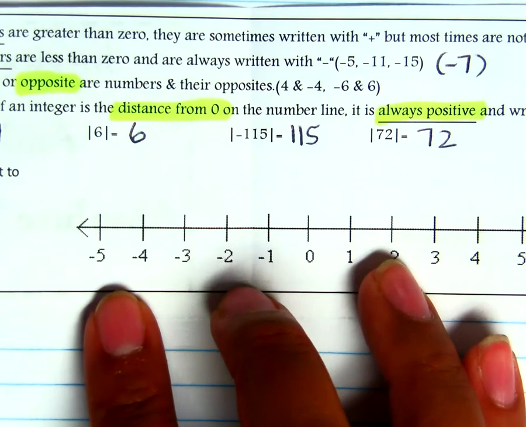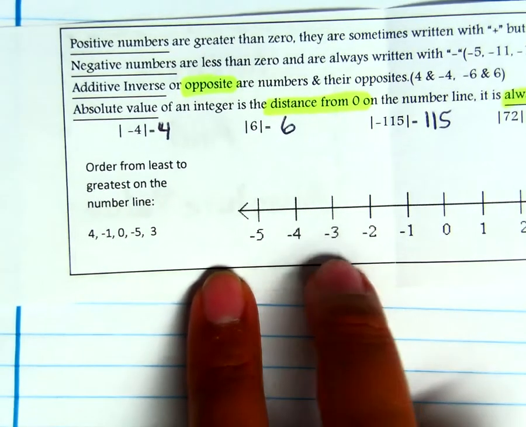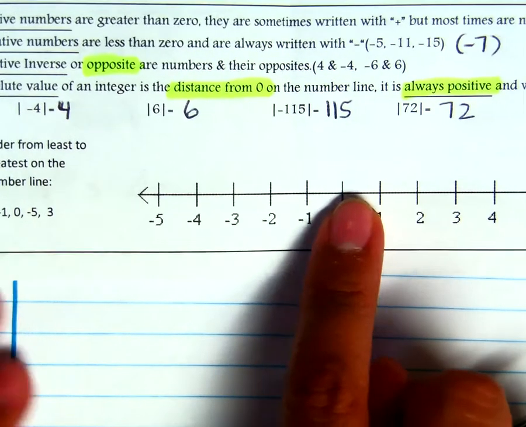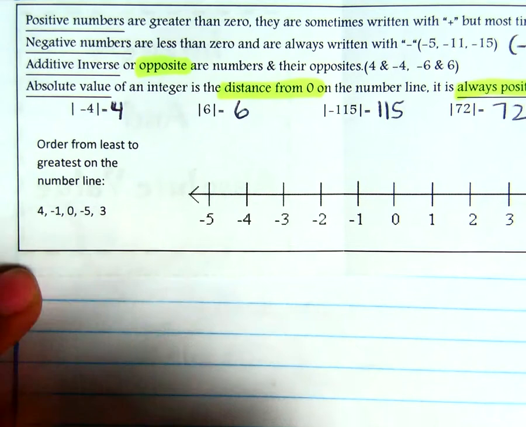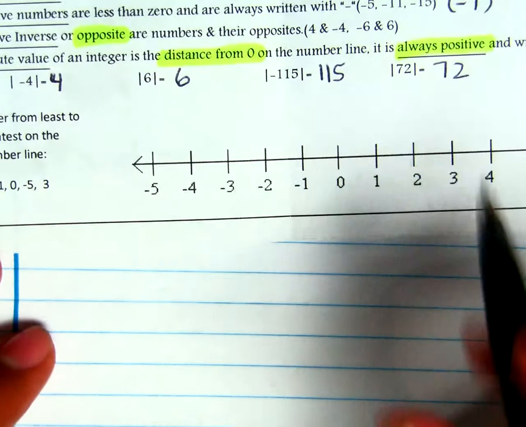Okay, now let's look at this one. They just want you to put the numbers on the number line and decide which ones are bigger and which ones are smaller. Okay, so if we were to look at the numbers, which one would be the smallest? Negative 5. Negative 5. So what do we know about the number line?